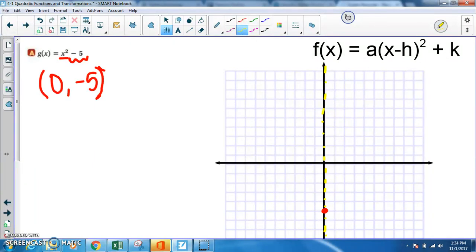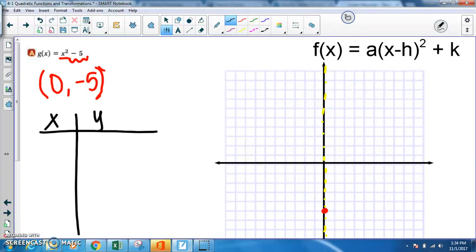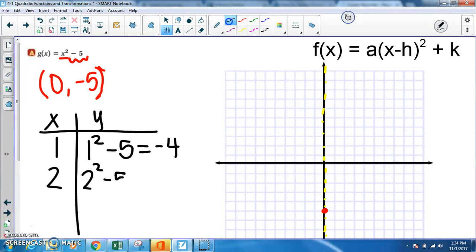I'm going to pick one side of my axis of symmetry. So I'm going to pick the right side, and I'm going to make a table of values. I have x, and I have y. In order to pick the values, I pick the next x value. So next to my axis of symmetry, the values to the right are 1 and 2. That means I plug in 1 and 2 into my original equation. So 1 squared minus 5 is equal to 1 minus 5, which is negative 4. Or 2 squared minus 5, which is equal to negative 1.